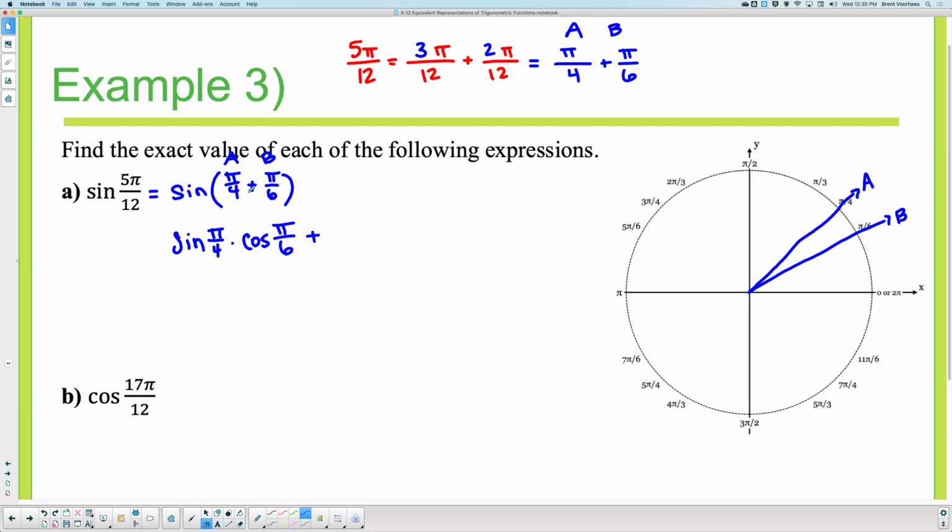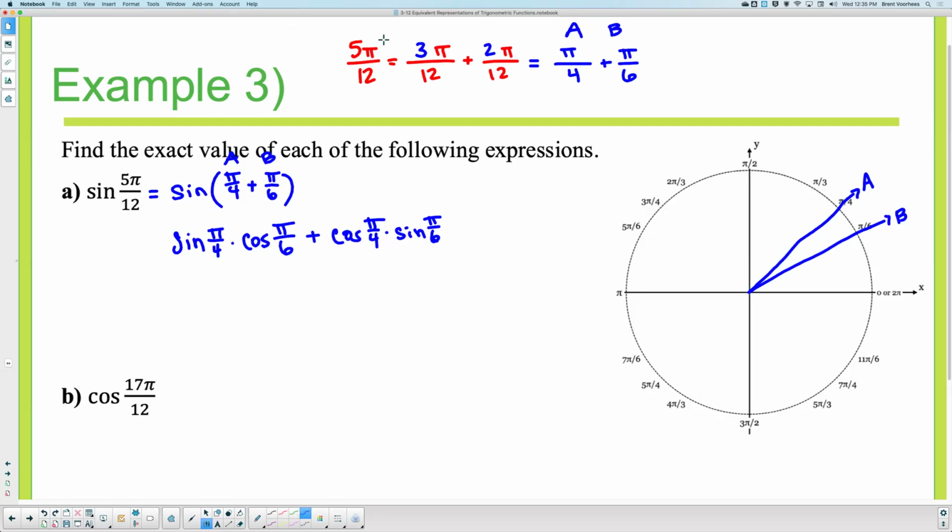You put a plus in the middle, and then the second time around, it's still A and B, but this time we do cosine of A times the sine of B. And now we'll use the hand trick to simplify these. Okay, so we're doing pi over 4 first. Which finger is your pi over 4 finger? Middle finger. Let's bend our middle finger.